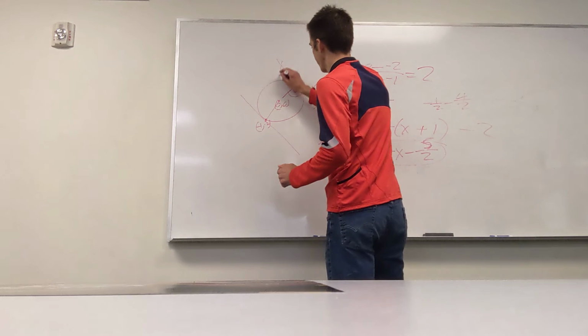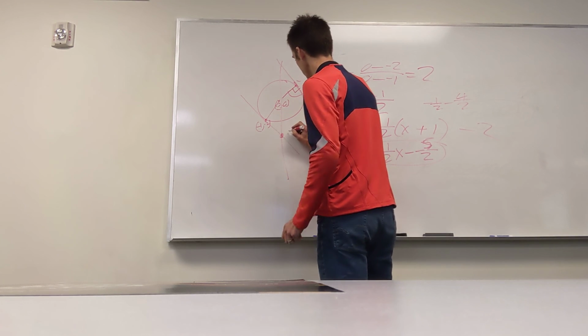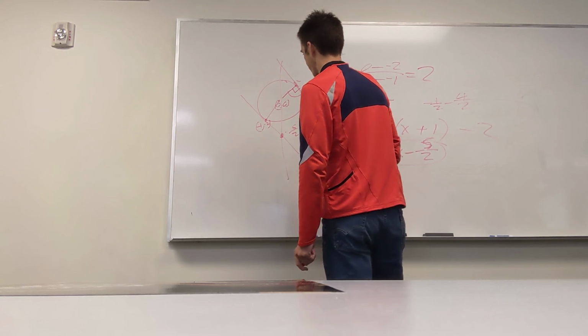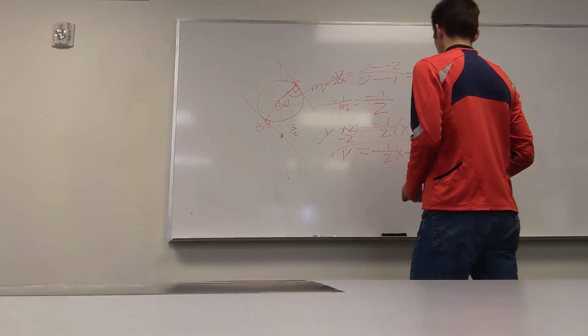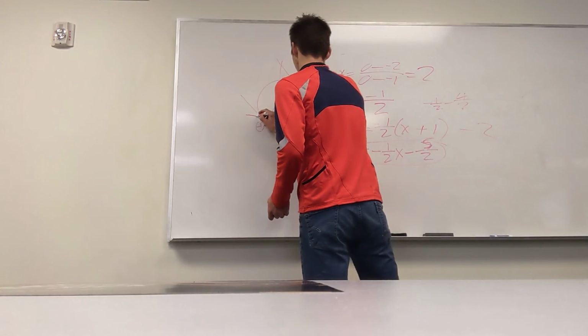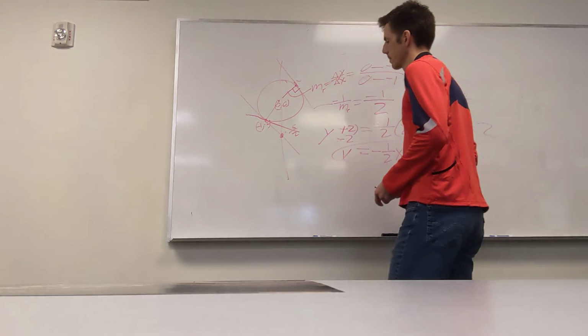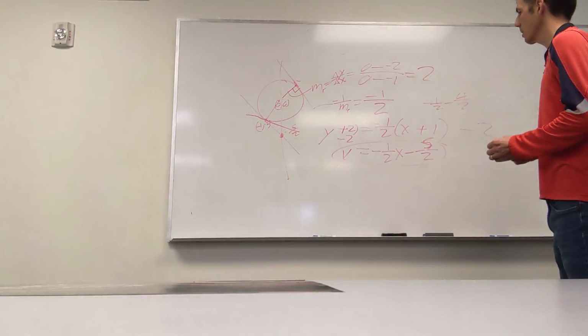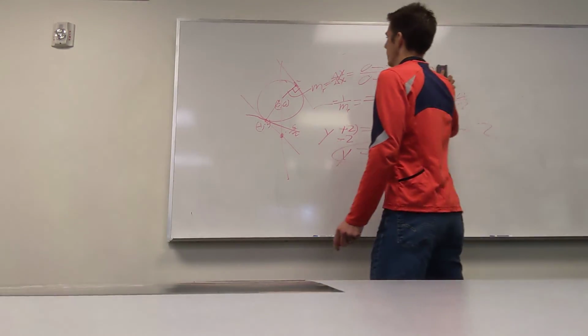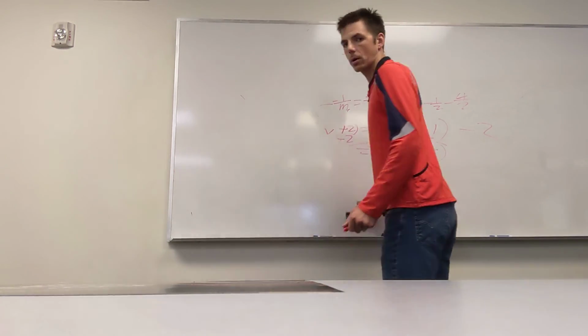So that means this is going to be -5 over 2. The slope is more like that. That's what it would actually look like. Okay, and if you guys have any questions on that, let me know.